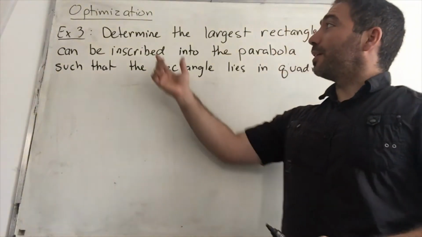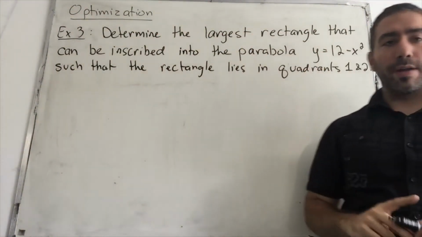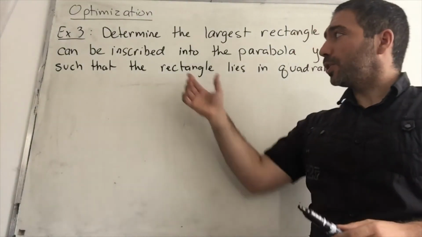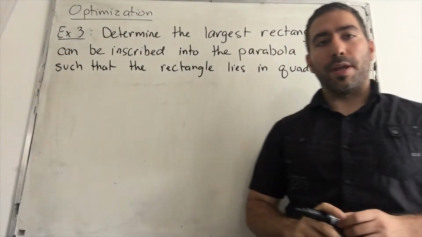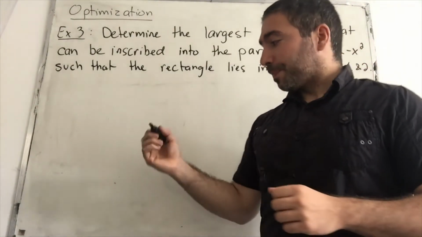So in this example here, it's asking us to determine the largest rectangle that can be inscribed into the parabola y equals 12 minus x squared, such that the rectangle lies in quadrants 1 and 2. So pause the video, try this on your own, see if you can get it.